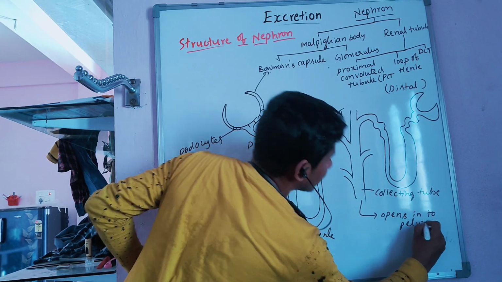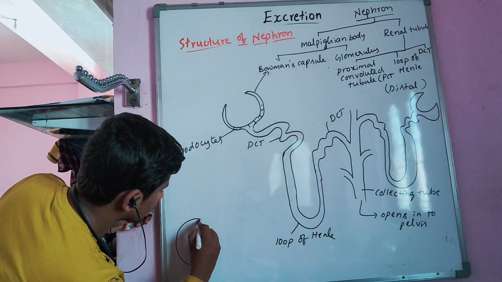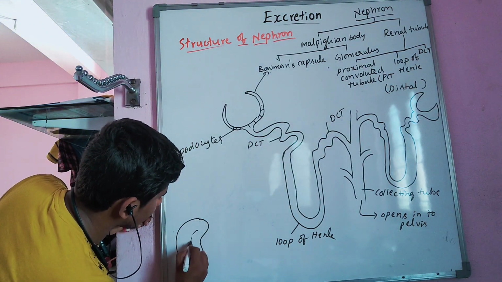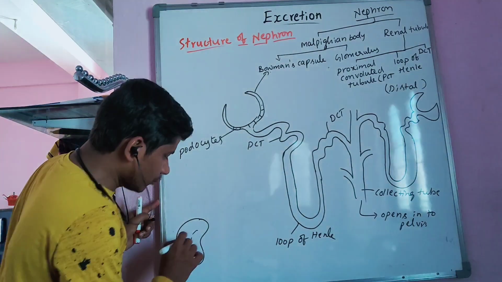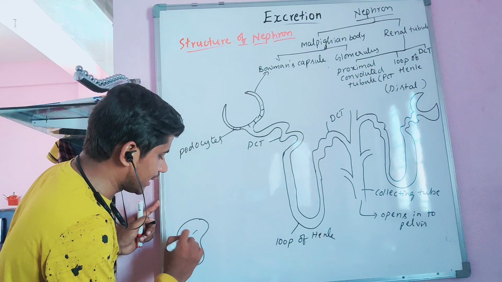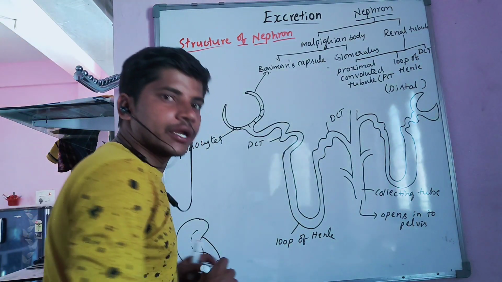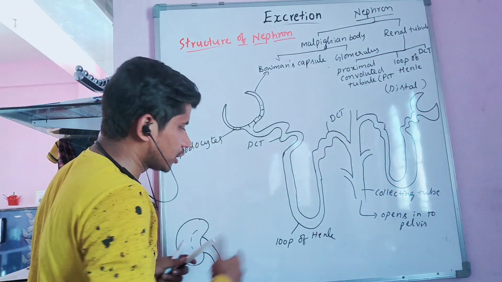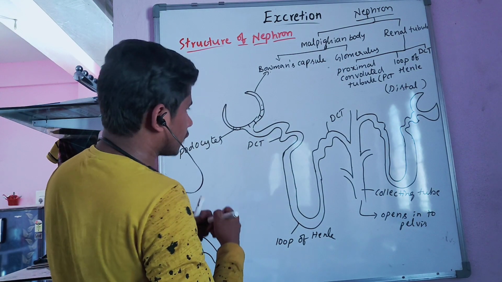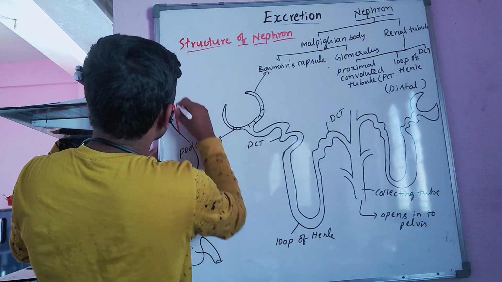Pelvis is the funnel-shaped structure. If you see the kidney's structure, here we can see that pelvis. This is the region where the urine is collected. From the pelvis it goes into the ureter to the bladder, and from the bladder out through the urethra. Now coming to the vascular part, that means how the blood comes here.